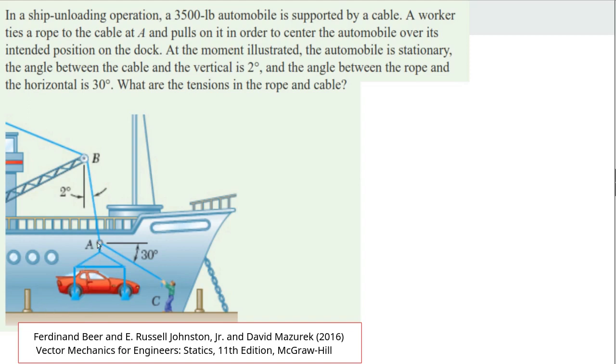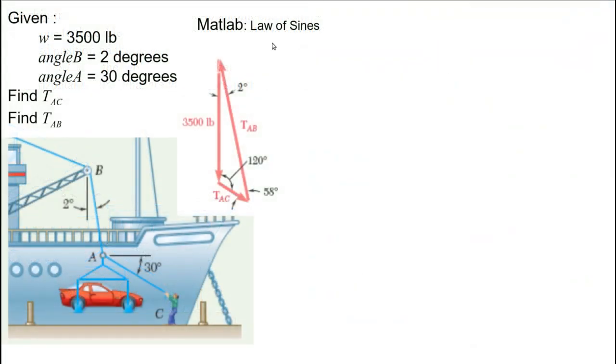At the moment pictured, the automobile is not moving, the ring is not moving, and neither is B. And the angles between the vertical and horizontal are given there as 2 degrees and 30 degrees. We'll start using Matlab, but first we'll use the law of sines.